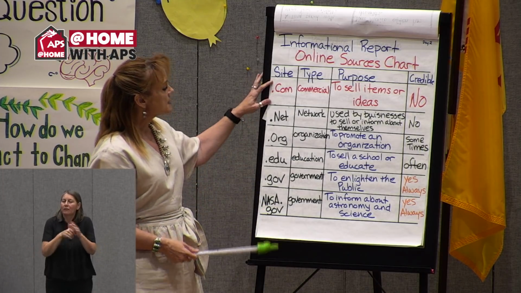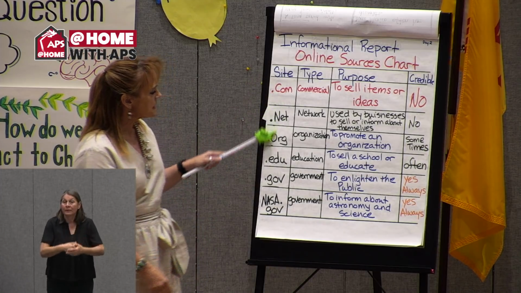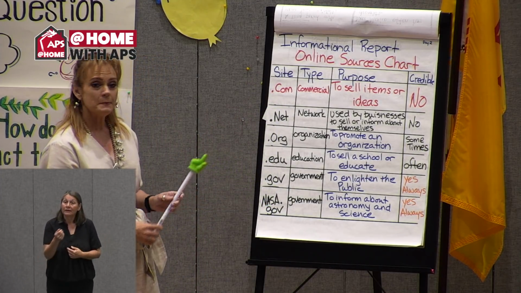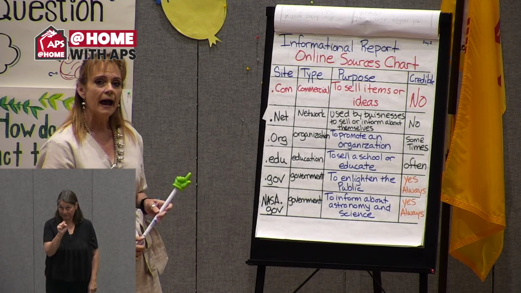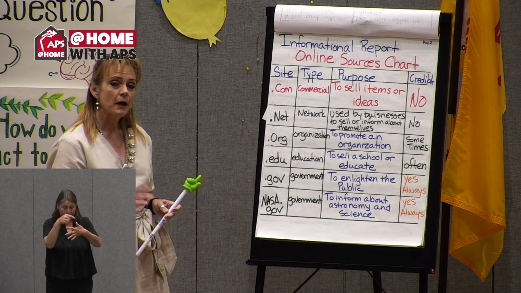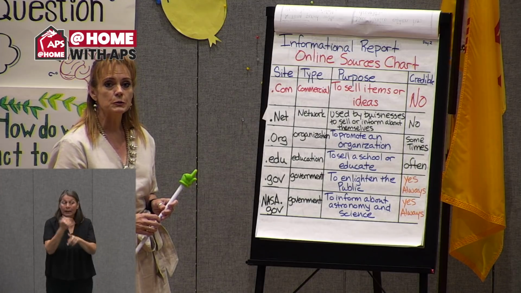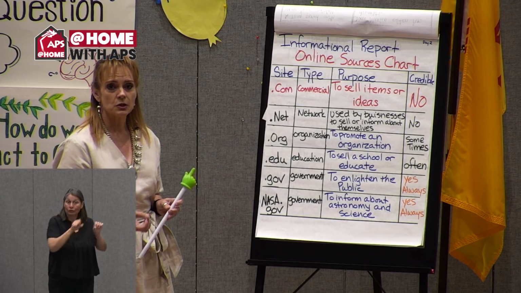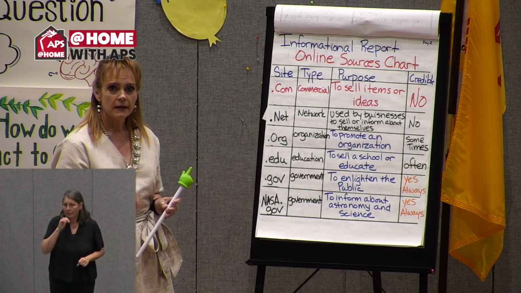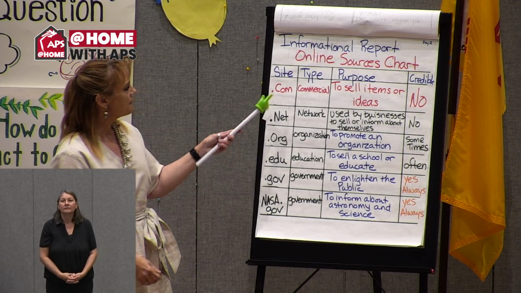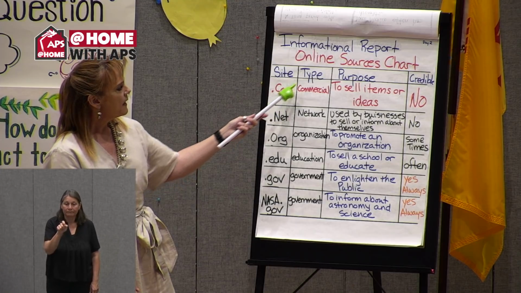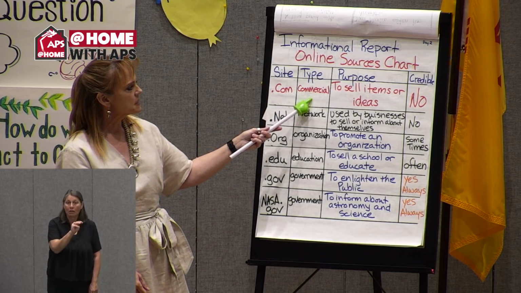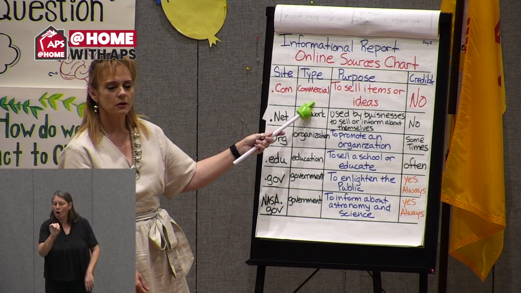So there are several different types of websites. And I'm going to show you right here some of the ones that are out there and whether they are good for you to use as research websites for the informational report. So if you have a website that says .com on it, the type of website, that means commercial. .com means commercial.